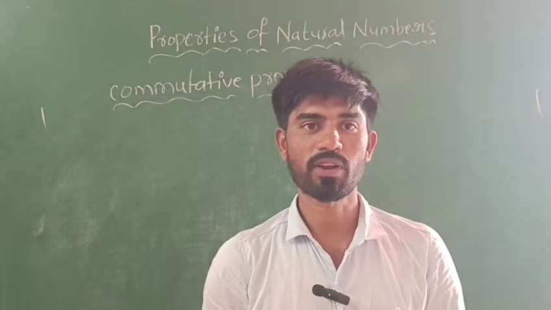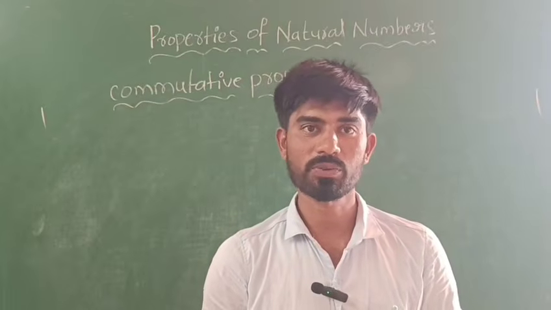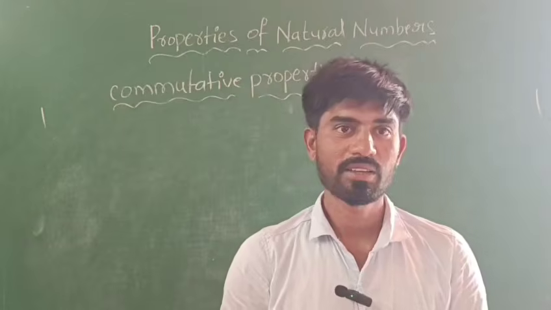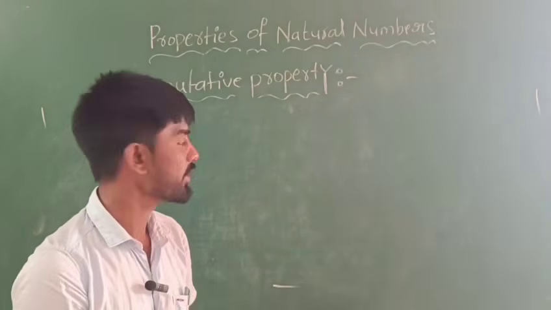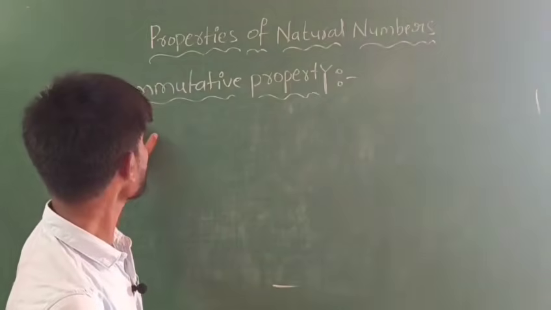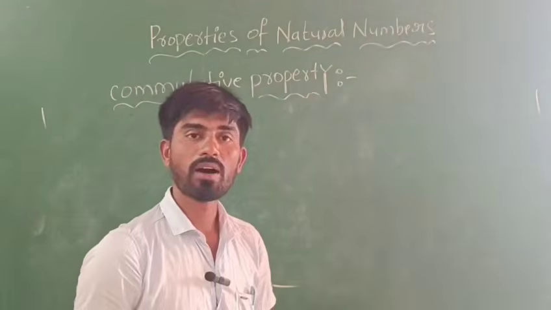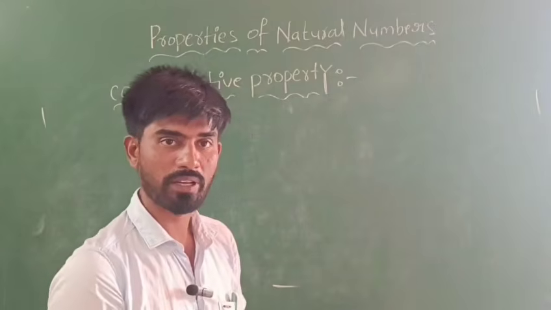This video is useful for primary and upper primary class students. Today my class is properties of natural numbers. The second property is called the commutative property. Already we discussed the closure property.